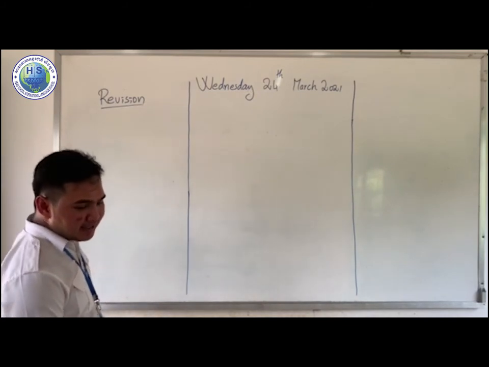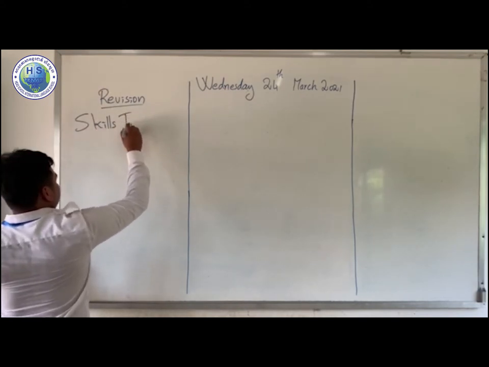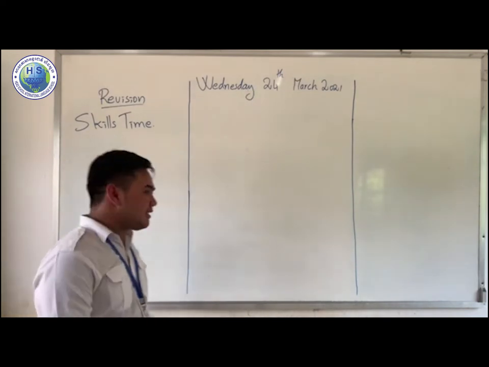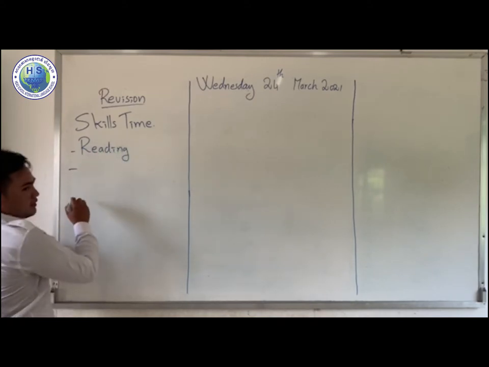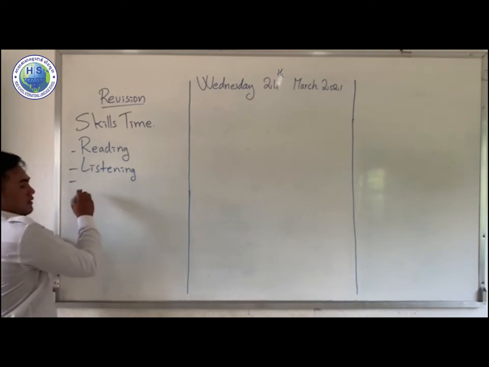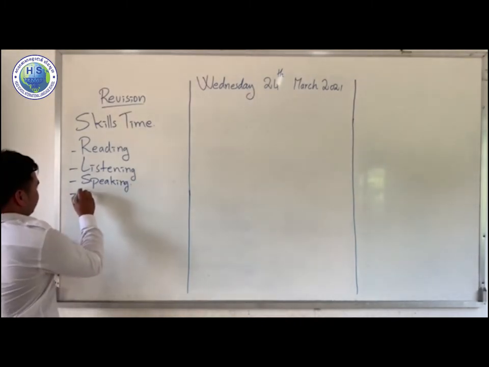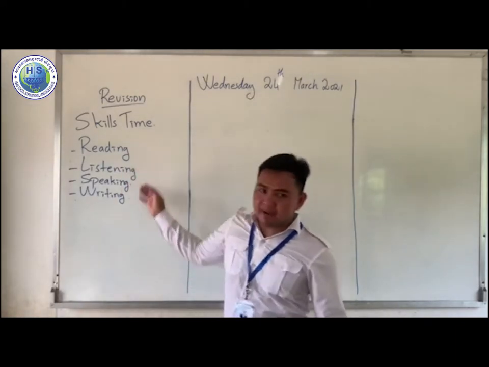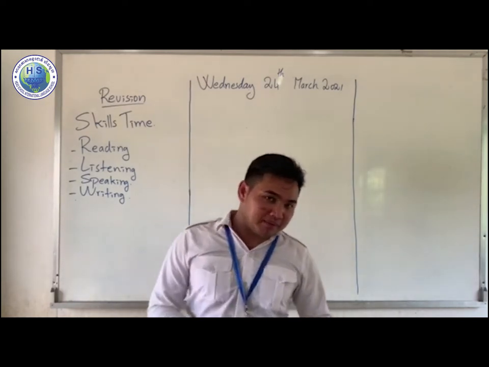So, last week we learned about skill time. How many skills of learning English? Yes, there are four. Reading. Listening. Speaking. One more, yes, writing. So, last week we have learned about it. Okay. Now today, we are going to a new lesson.